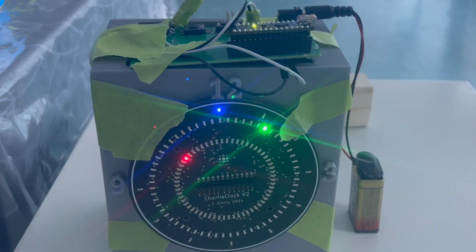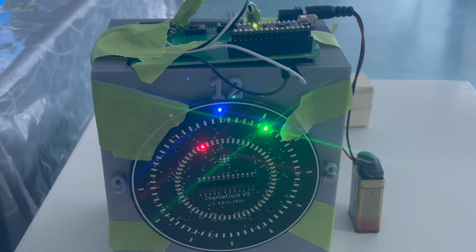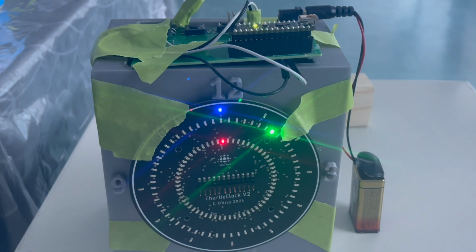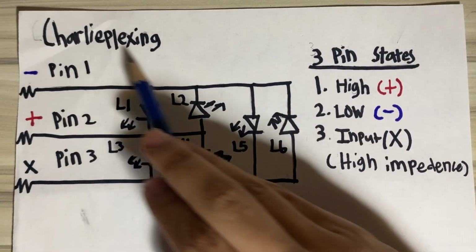This is the CharlieClock. It is a PCB with 132 LEDs, 12 for the hours in blue, 60 for the minutes in green, and 60 for the seconds in red. This is an extension of Project 2.6, except the real time is represented on a PCB via LEDs. Here's how this project works.